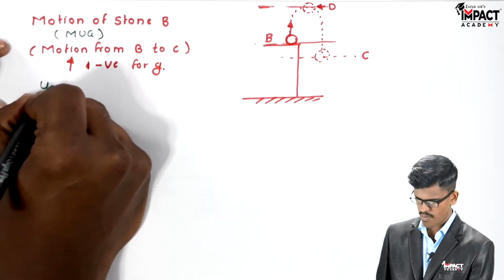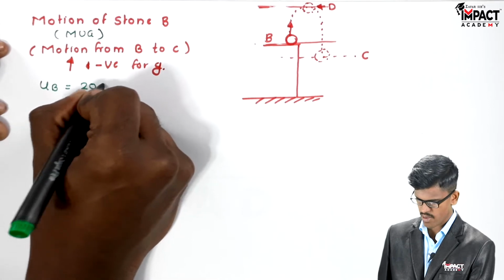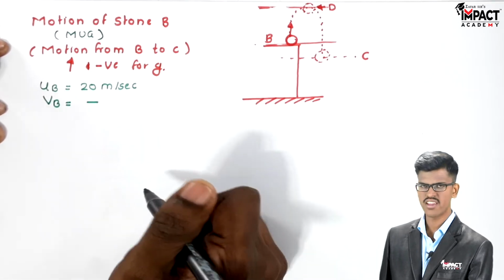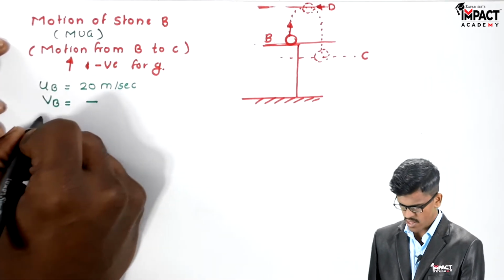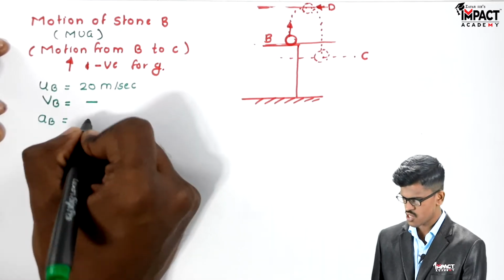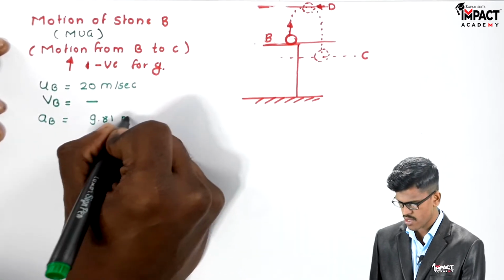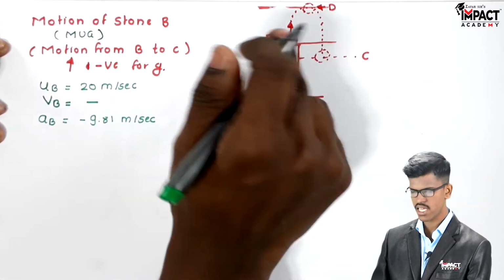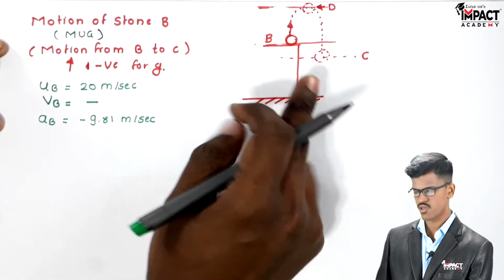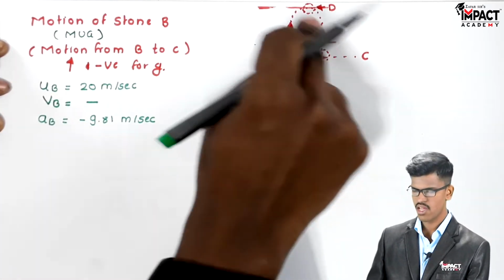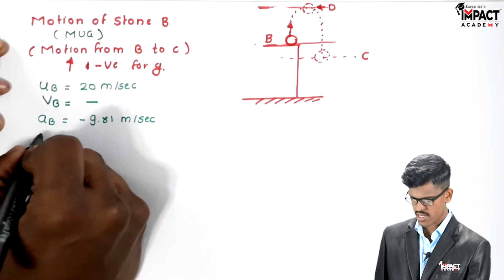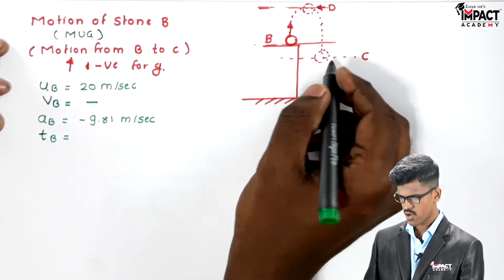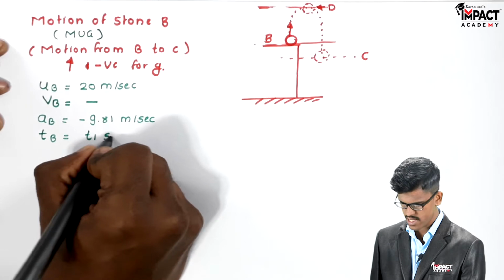The initial velocity of B is given as 20 meter per second. Final velocity of B is not required. Second, the acceleration of B is 9.81 meter per second squared, but negative, because initially the stone is thrown vertically up, so we consider the sign convention at the initial point. Next, the time required for stone B to reach position C is T1 seconds.